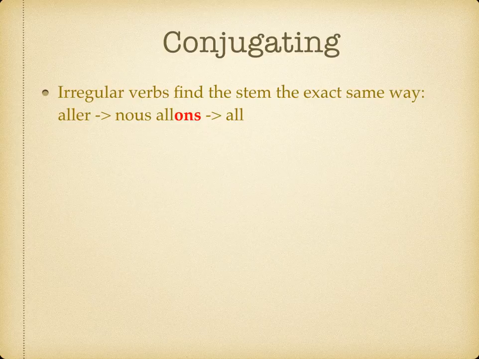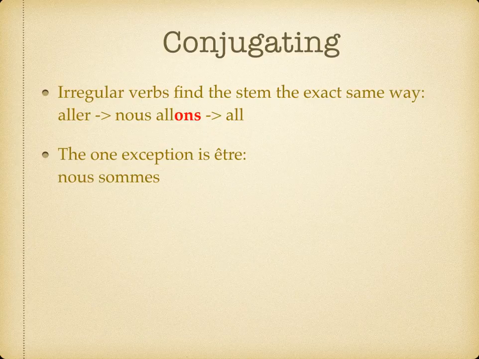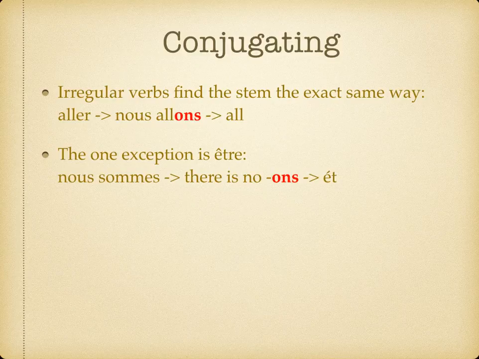The one exception is être, because être in the present tense becomes nous sommes. There is no ONS. We can't drop an ONS that doesn't exist. Être is the only verb in the entire French language that doesn't have this. So we're just going to use é, t, and that'll become our stem for être. It's the only irregular one, the only one that must be memorized.